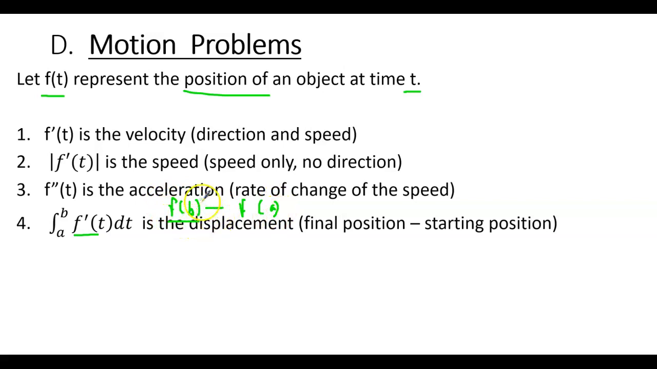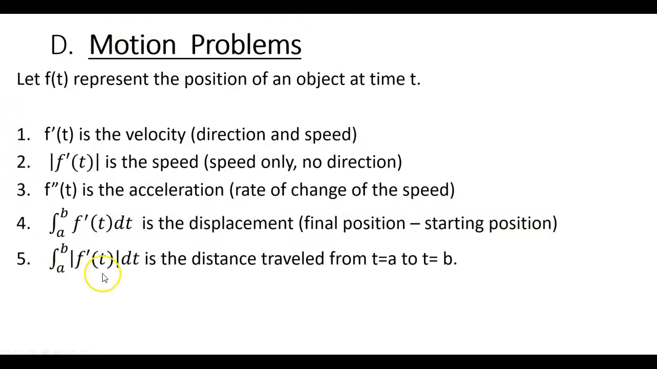Well, what is f of b? F of b, well, f is the position of the object, so f of b is the position at the final time, and f of a is the position at the starting time. So your displacement is basically the distance between your final position and your starting position. And once again, these can have signs associated with them. So if you end up with a positive number here, that means that your object is to the right of its starting point. If you end up with a negative number, that means that your object is to the left of its starting point. Or you can change that if you're talking about a vertical axis to above and below. But that's what the integral of f prime represents, the displacement.